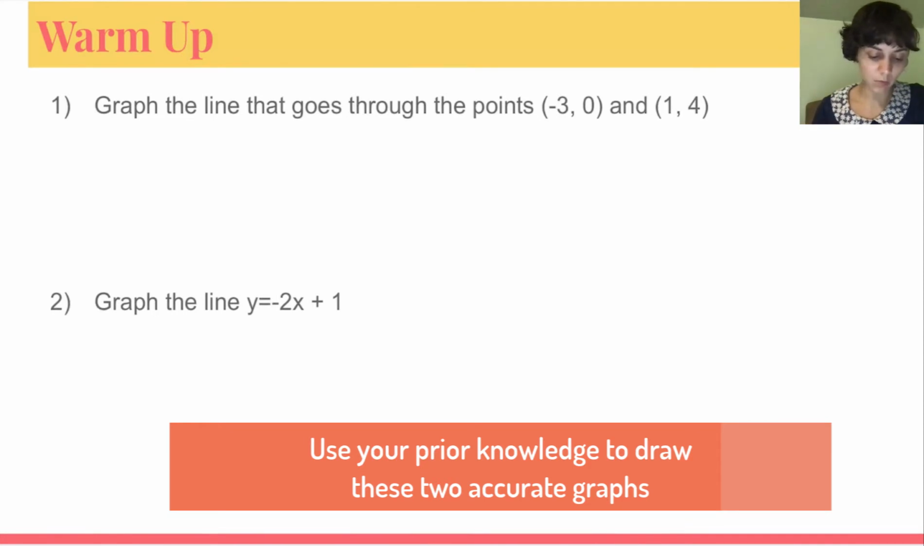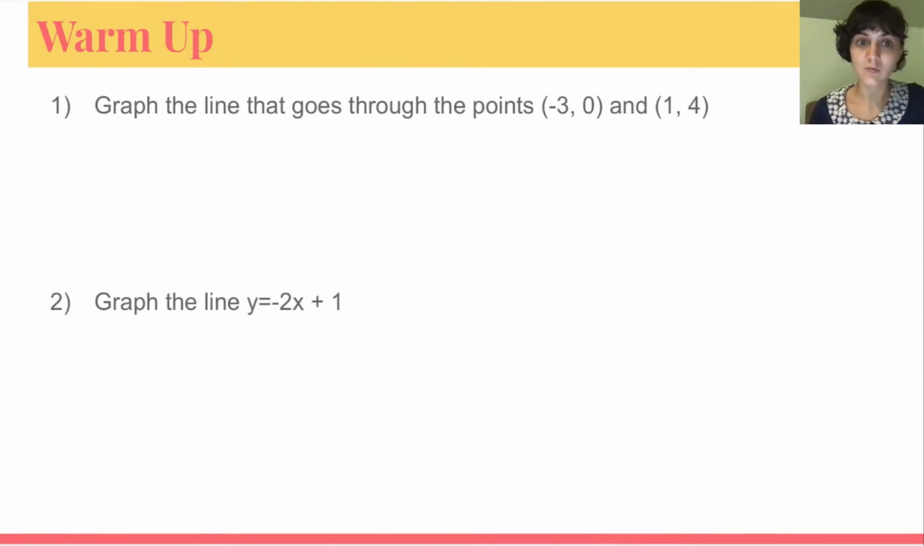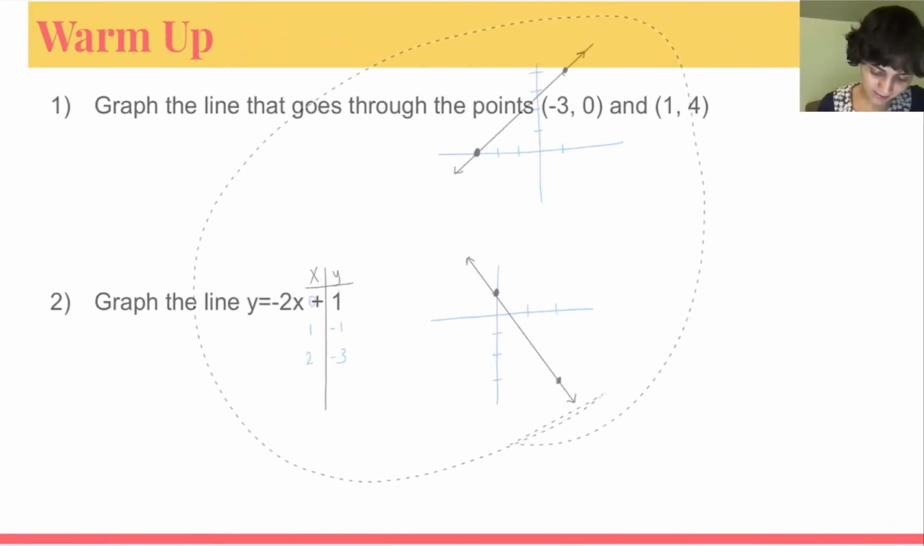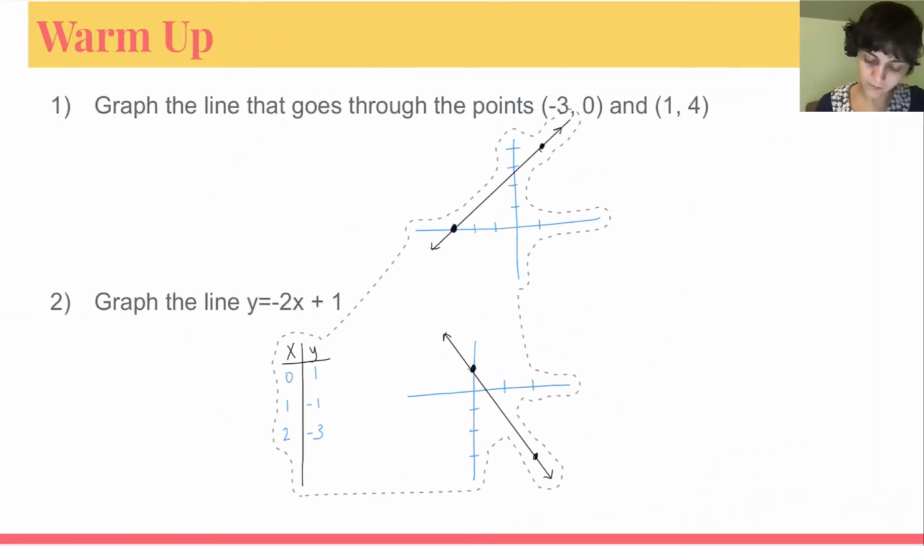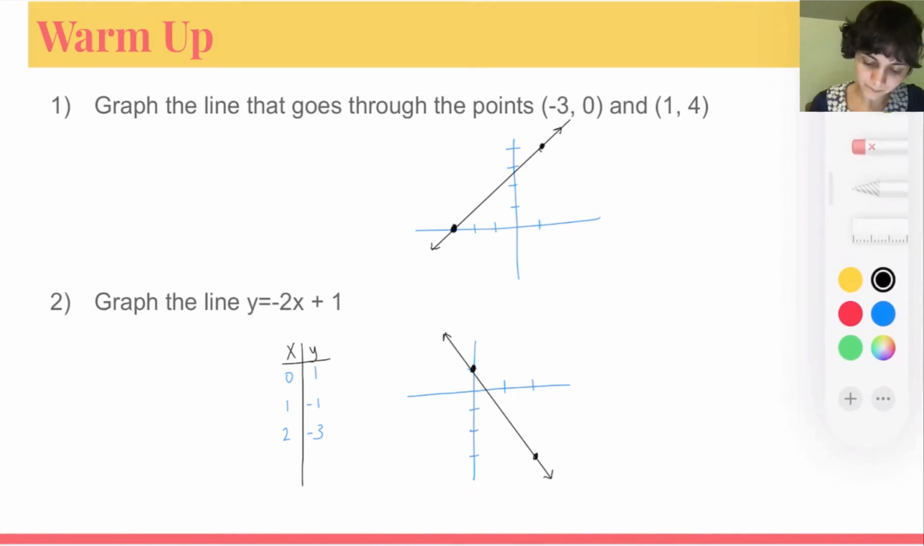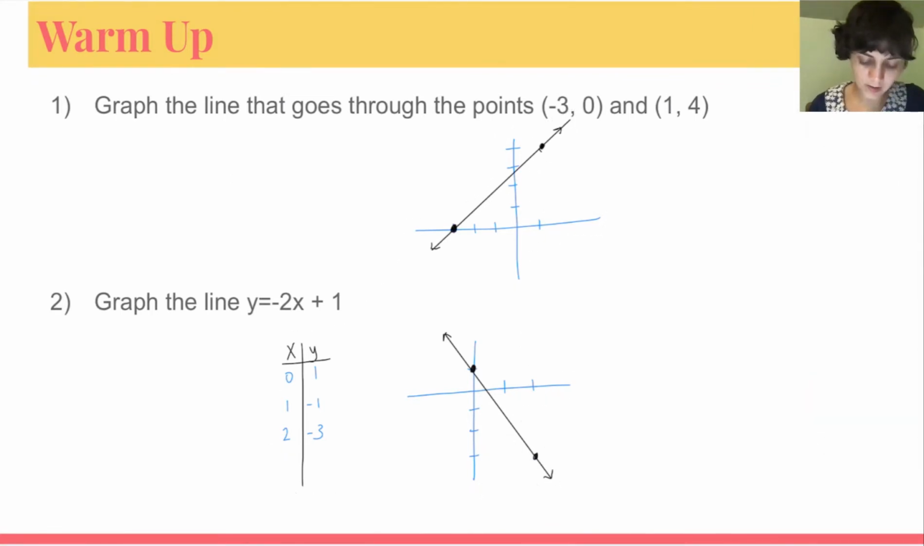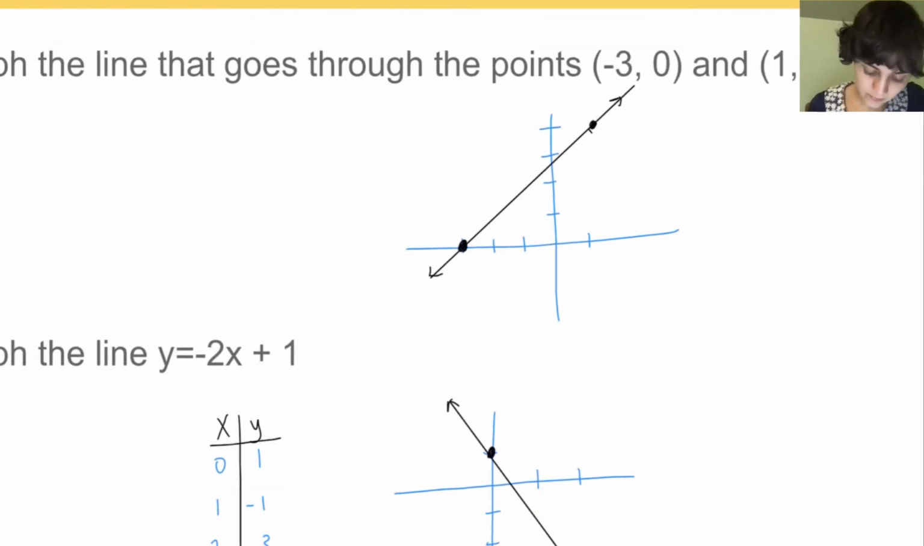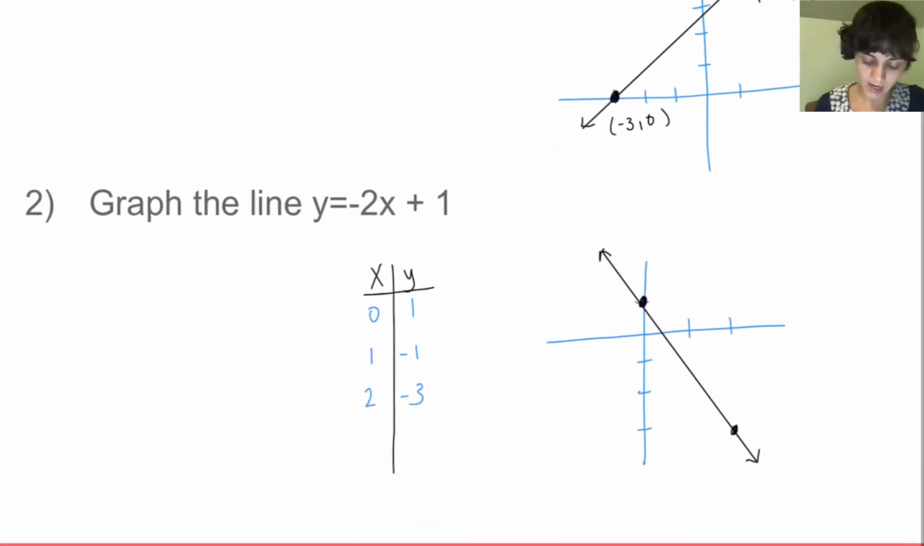I do want to note when it says graph, those mean accurate graphs. Okay. So for the first one, it gives you 2 points. So I just plotted those 2 points. Right here is -3, 0, and here is 1, 4. And then I connected the line. As simple as that. For the second one, we were given an equation.